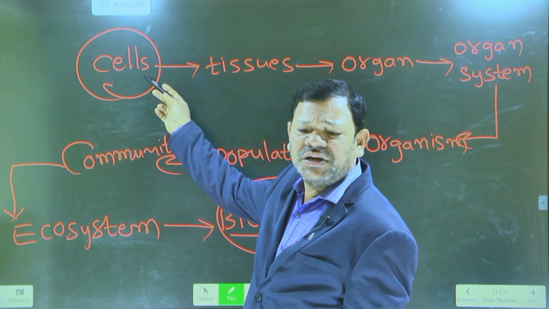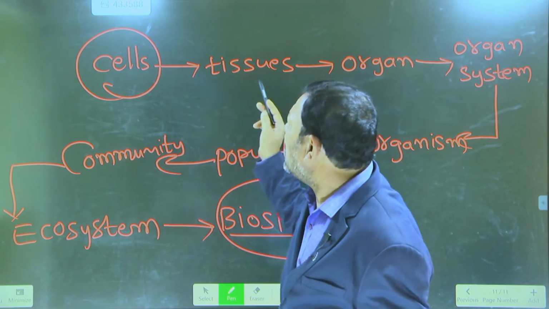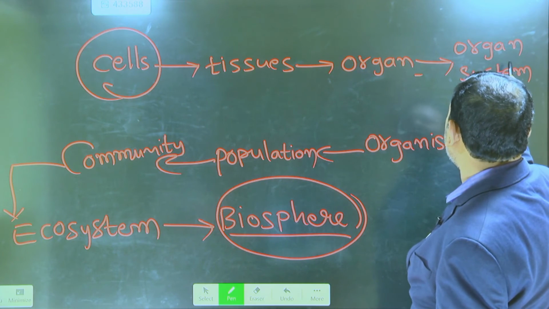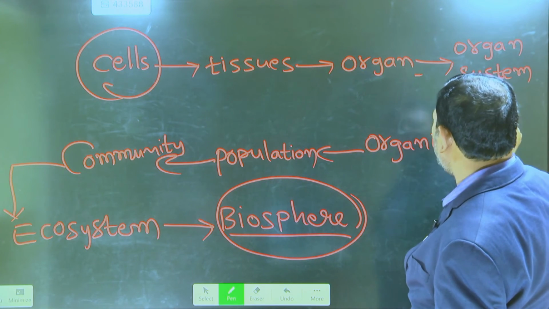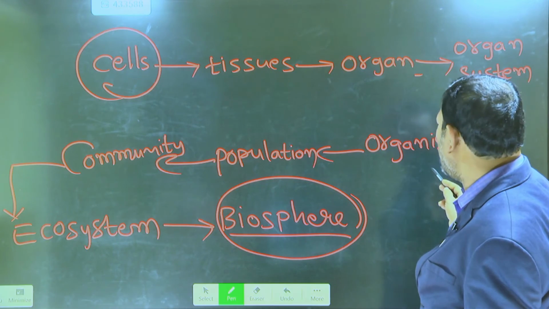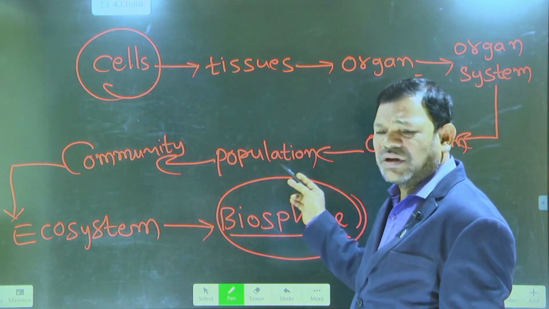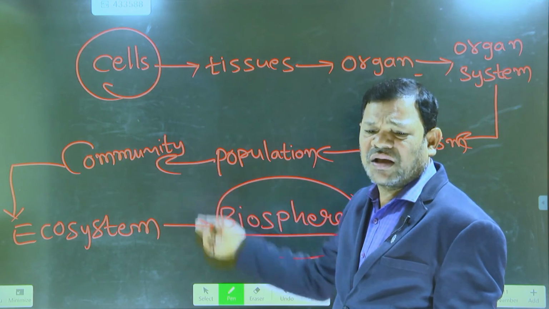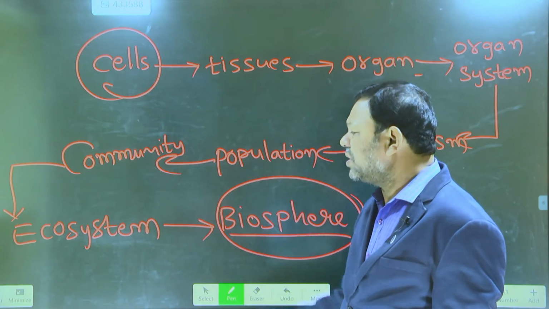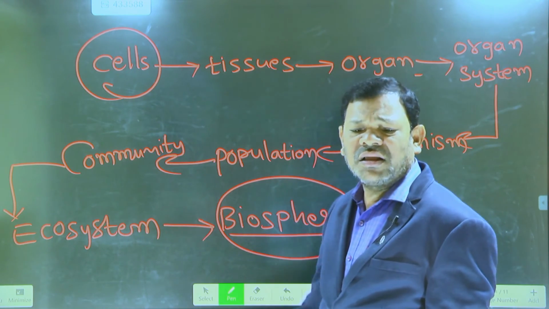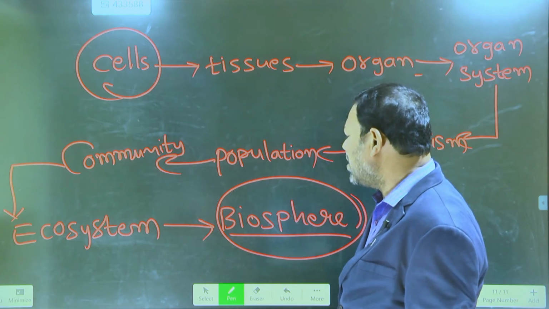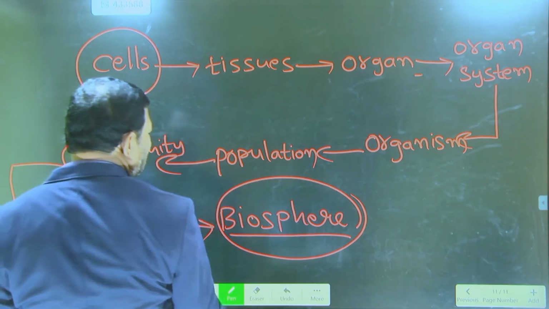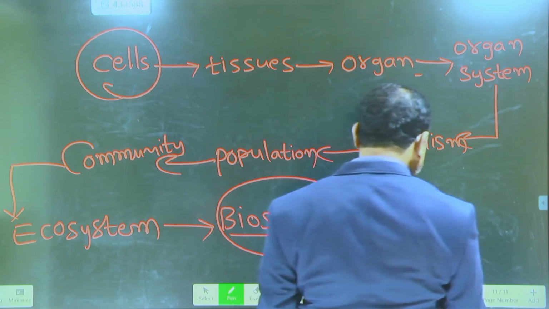Okay, cell is the basic unit. All the cells unite to form a tissue, tissues form an organ, organs form an organ system, organ systems form an organism, organisms form a population, populations form a community, communities form an ecosystem, and ecosystems form the biosphere. The smallest unit of the organism is the cell. The largest unit is the biosphere.